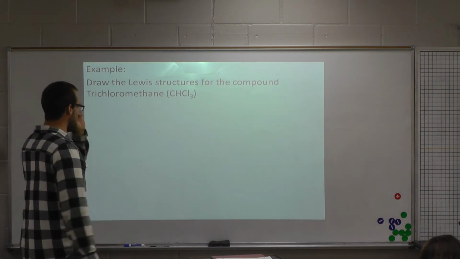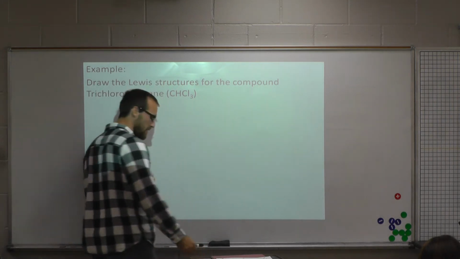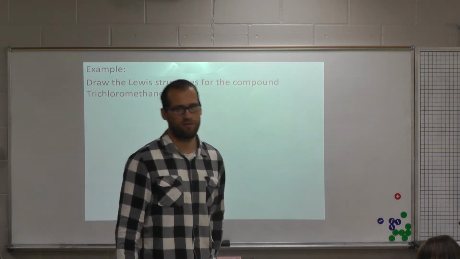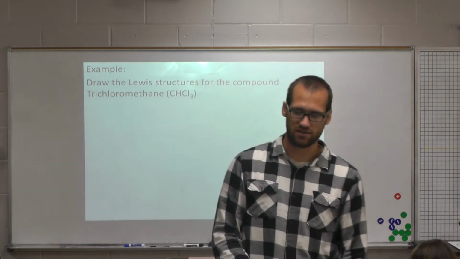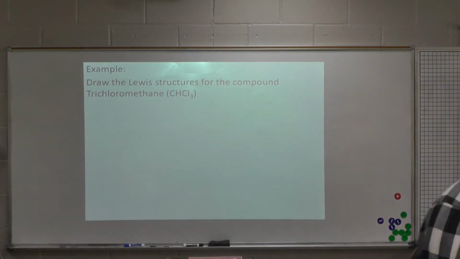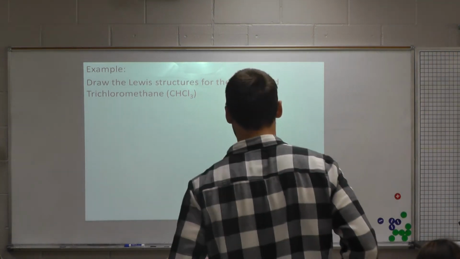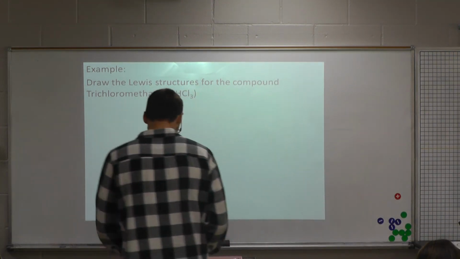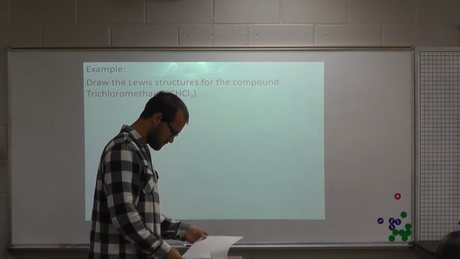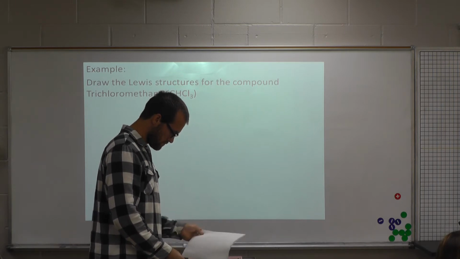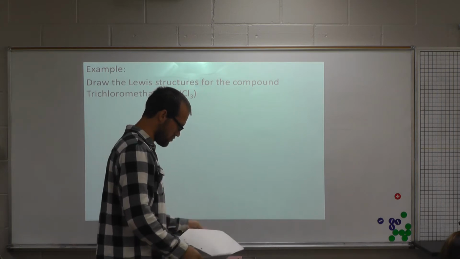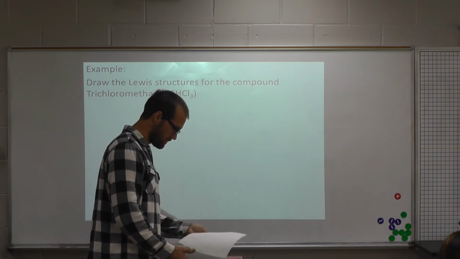I want you guys to draw the Lewis structure of this, following your rules. I don't care if you necessarily show how you counted all the valence electrons. That's not a big concern of mine, as long as you understand the process here. Oh, I should have shown polarity. We'll go back when we're done here. Show polarity.